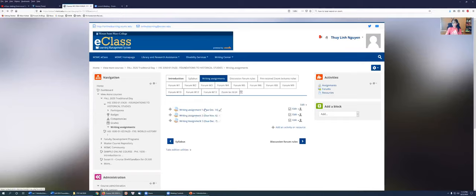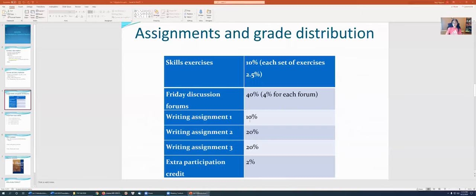If you have time, you might want to go over these writing assignments, but if you don't, that's okay. We still have a lot of time to work on them and prepare for them. And that's about these writing assignments. They are very important because the 3 writing assignments make up 50% of your final grade.